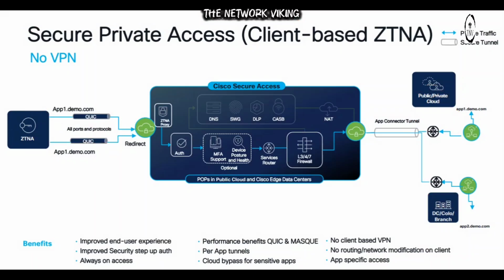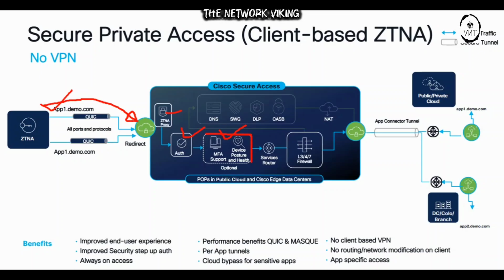So let me just clear it. All right, so let's say the user is enrolled in ZTNA and then he goes ahead and tries to connect to app1.demo.com. All right, so the connection is made to the Cisco Secure Access. It connects to the ZTNA proxy. A quick tunnel is made per application, as I mentioned before. So for app1.demo.com, a tunnel is made which connects to the ZTNA proxy, and the same steps that I mentioned before, authentication takes place. And then these two are optional.